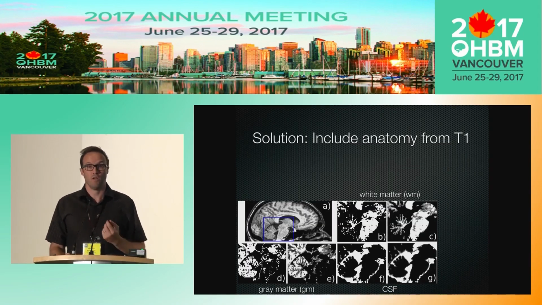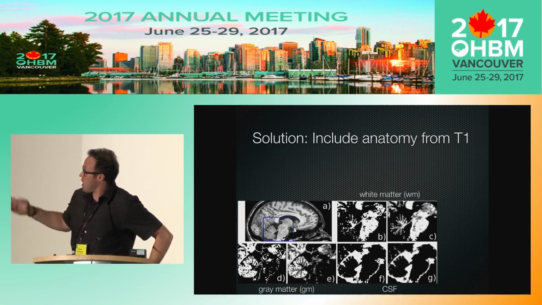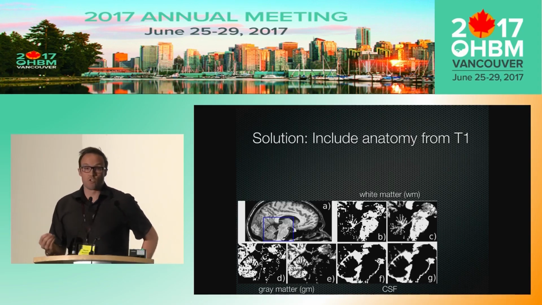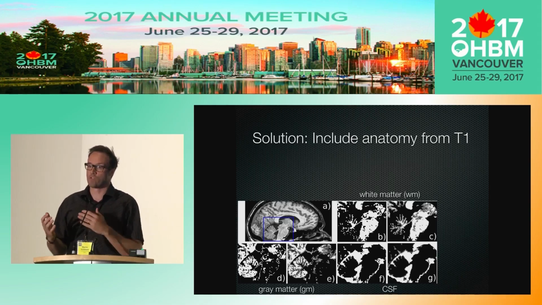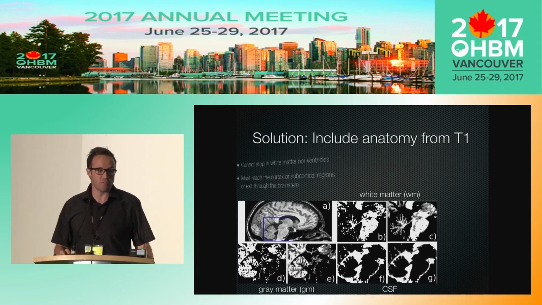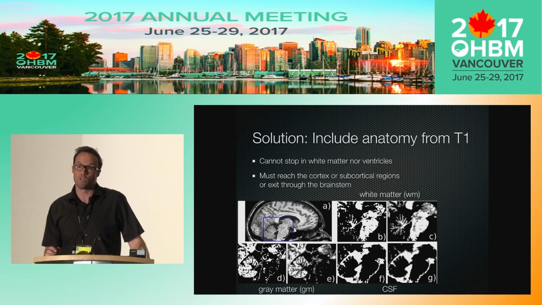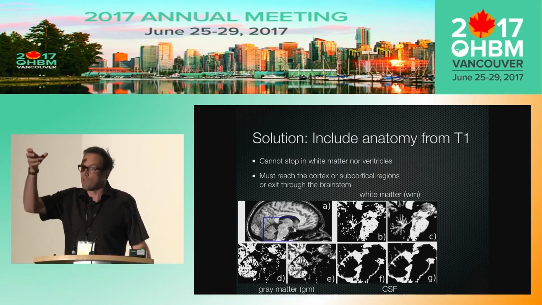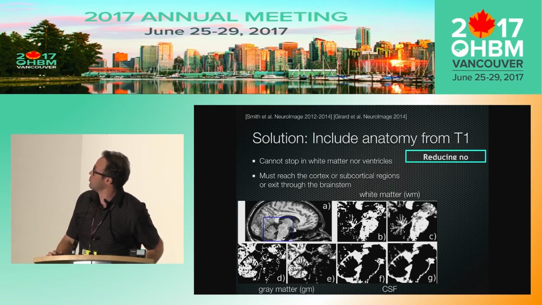So the solution here is, again, to use our T1. As you see in these images, a T1 weighted image has lots of voxel with partial volume. Voxel with half white matter, half gray matter. So now tractography has the potential to use this information to prevent stops in the CSF, if we have a good CSF segmentation, to force streamline to finish in cortex or subcortical areas, or exit the brainstem. And so if you do so as you're tracking, this will reduce the number of no connections.